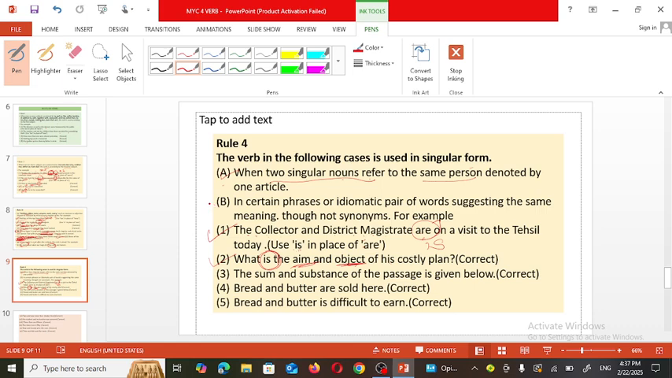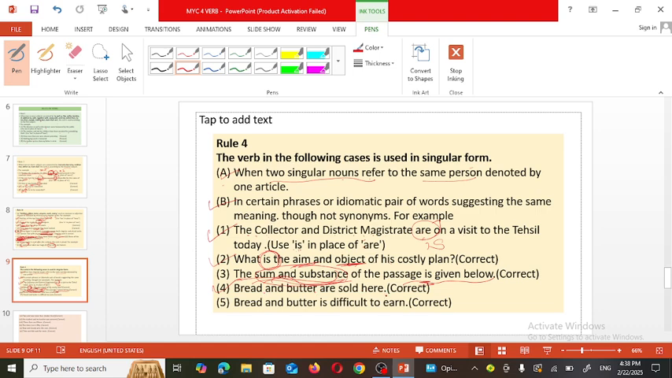Now see the next rule. In certain phrases or idioms, when the words are used for the same purpose, the verb is singular. For example, when we say the sum and substance of the passage is given below. The sum and substance means the core concept of the passage, so that refers to one thing, and that's why the helping verb is is correct.